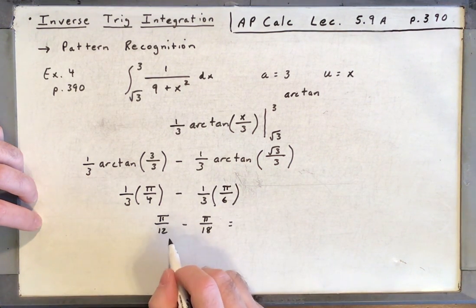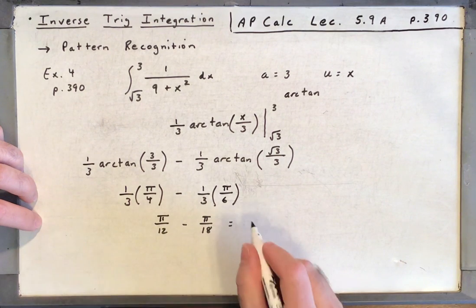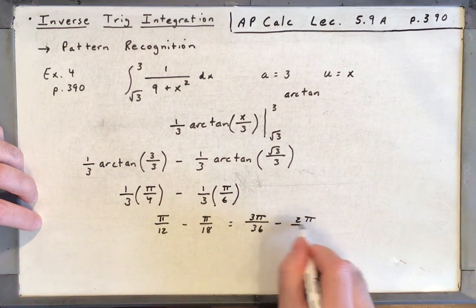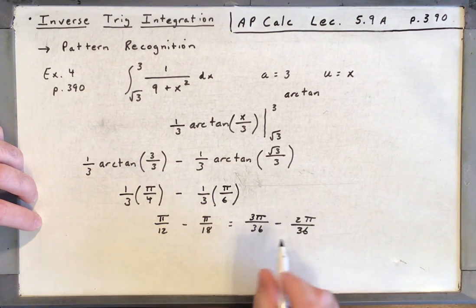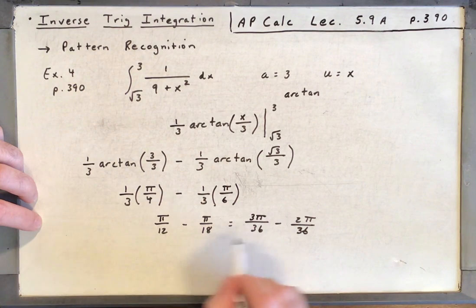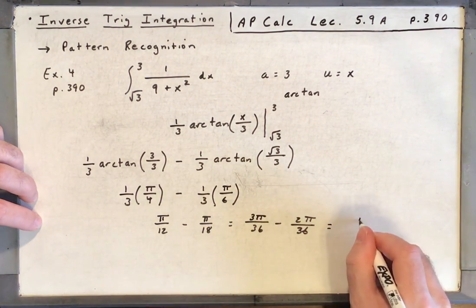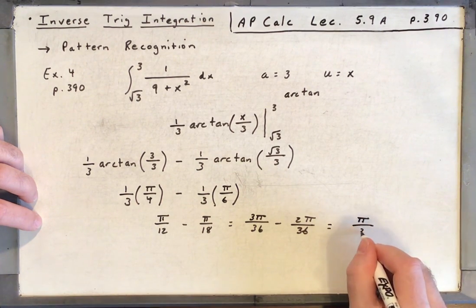Okay, if we change this to a denominator of 36, that's 3 pi over 36 minus 2 pi over 36. Multiply this by 3 over 3, pi over 18 by 2 over 2, and that'll give you just pi over 36.